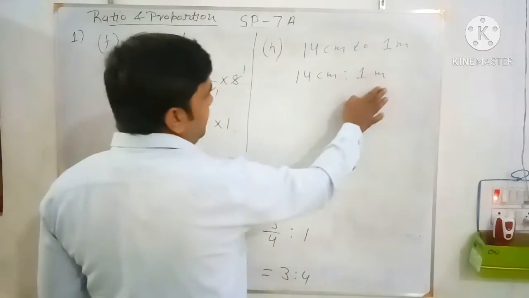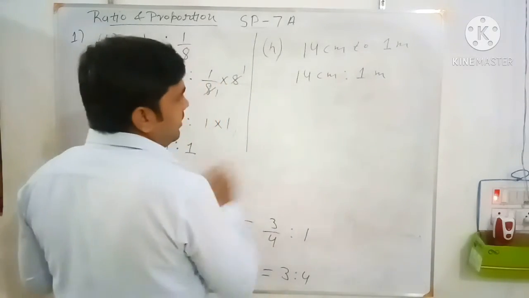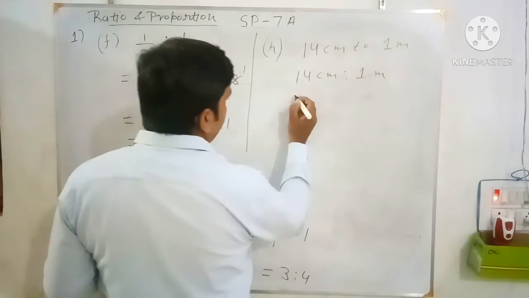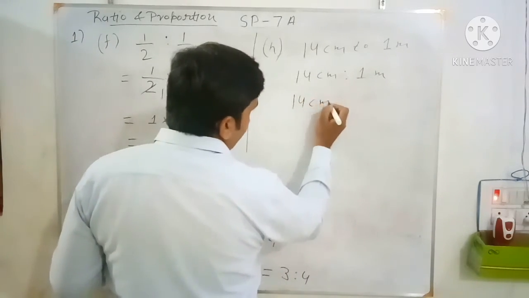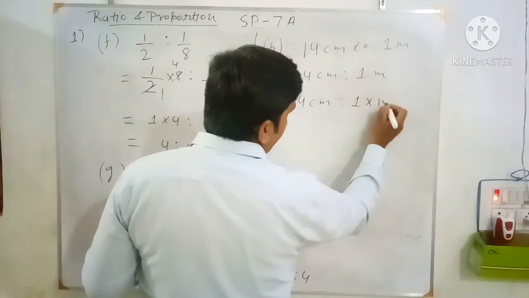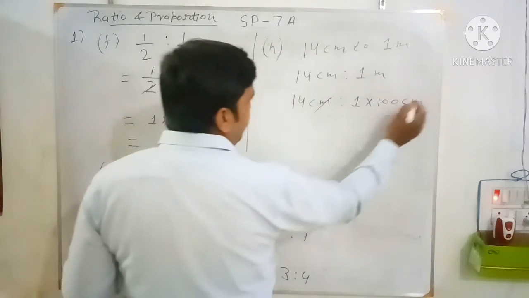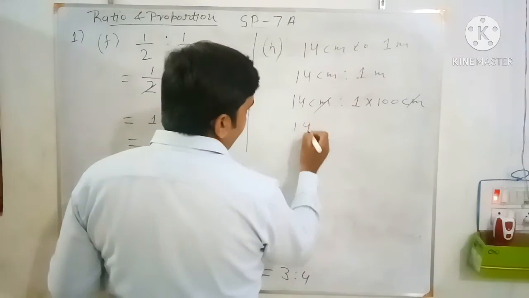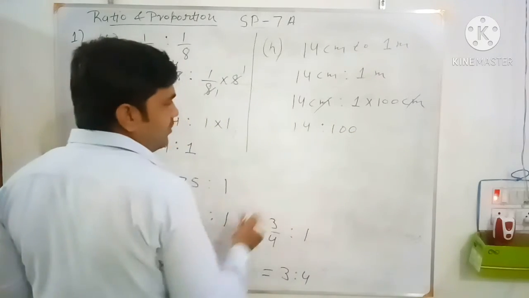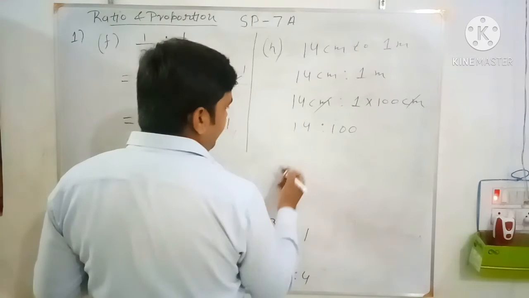Meter is the bigger unit and centimeter is the smaller unit. So convert the bigger unit into the smaller unit. So we convert meter into centimeter, and 1 meter equals 100 centimeter. So 14 centimeter is to, in place of 1 meter you can write 100 centimeter. Now see the units are the same, so the units can be cancelled. So what we got is 14 is to 100. Now this can be simplified, so divide each term of the ratio by 2.